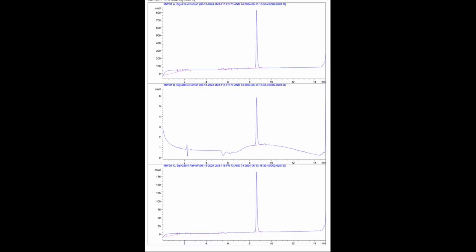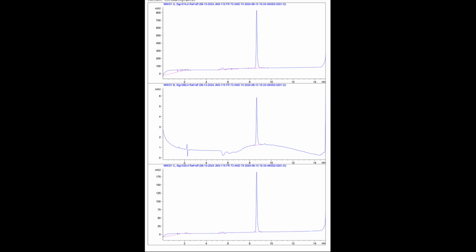But you can look at, here's a graph showing the purification, which is looking at 4 different wavelengths, so 214, 280, and then 230 at the bottom. Only a couple amino acids absorb at 280, so that's why it's so weak.